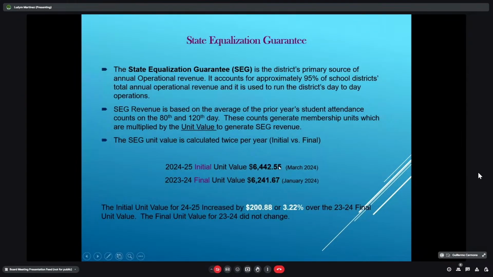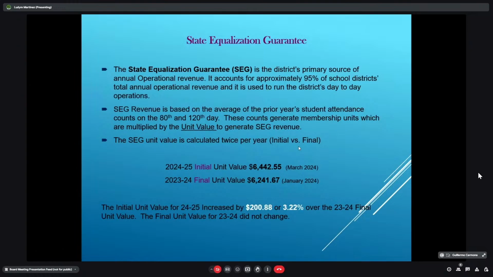So the SEG value, which is the multiplier you saw, is set twice a year. Like right now in March, they'll set an initial unit value. That's a preliminary number that's used to calculate the SEG. Usually in January of 2025, we actually get the final unit value.